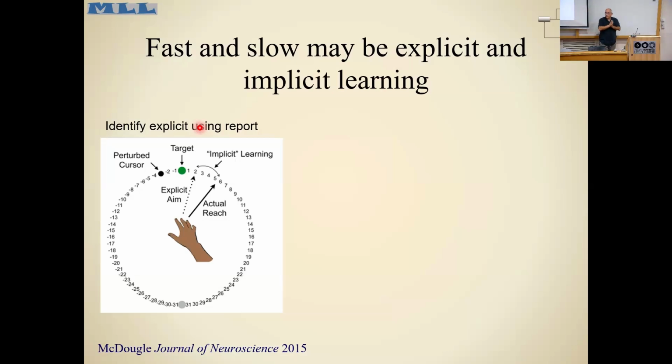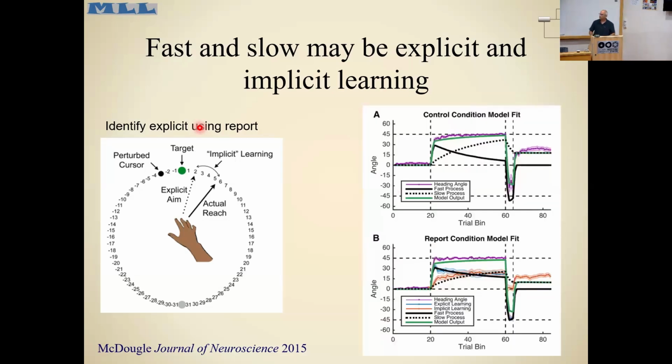If you take the difference between where they say they're aiming and where they're actually going, that tracks the slow state pretty well. So you can sort of separate not only in terms of the two time constants, but also in terms of what people know that they're doing. These things match up.